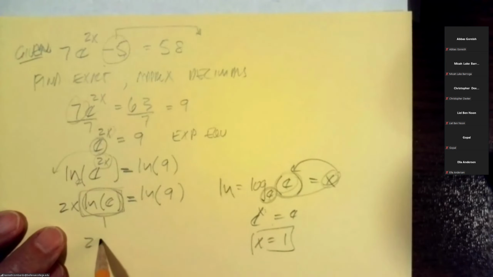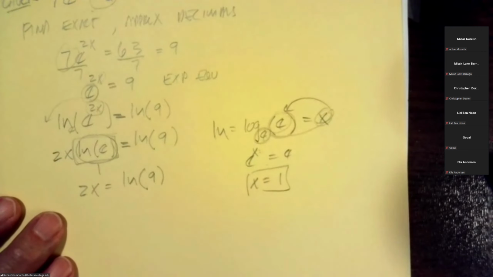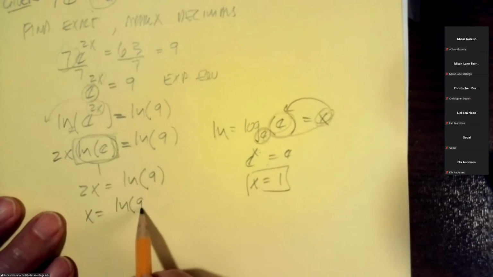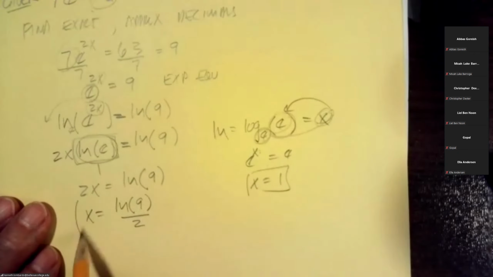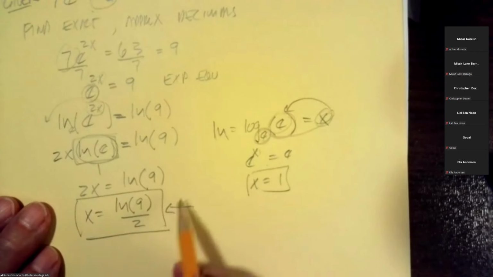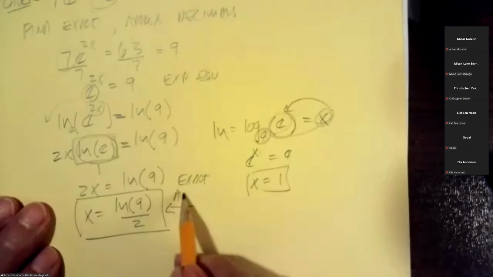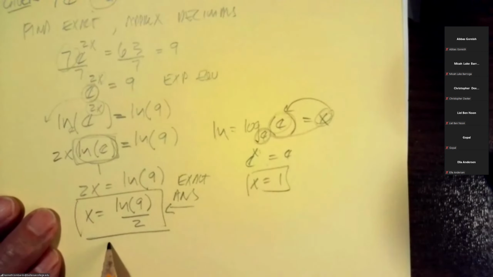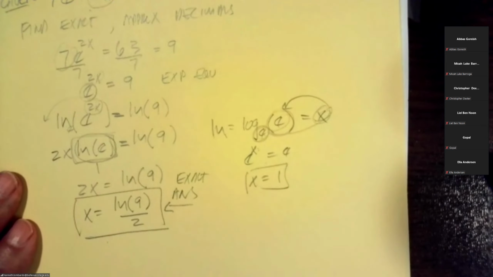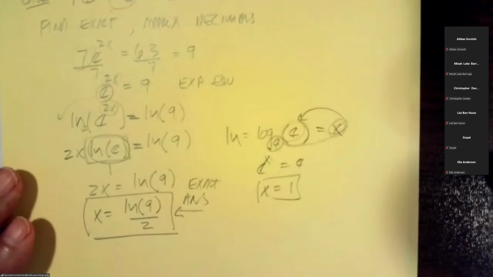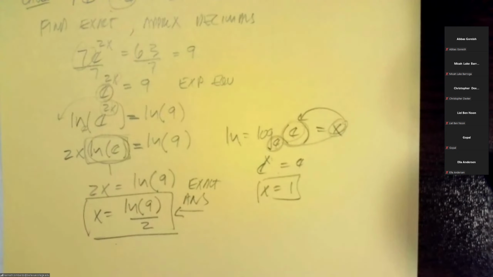So now we have 2 times x equals the ln of 9. Okay. So if we're solving for x, we can say then x equals the ln of 9 over 2. And that would give us an exact answer, wouldn't it? Okay. If you were asked to find that to 2 decimals, what do you guys get when you take that to 2 decimals?